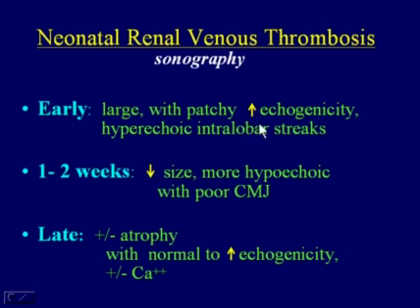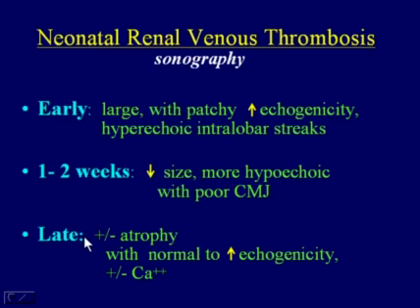It would look quite patchy. Sometimes the medullary portions where the veins are sitting look rather hyperechoic with streakiness. Over time, as the thrombosis evolves, or as collateral circulation develops, the kidneys decrease in size and become relatively more hypoechoic, but they still continue to have poor corticomedullary differentiation. Those pyramids are still not well seen.